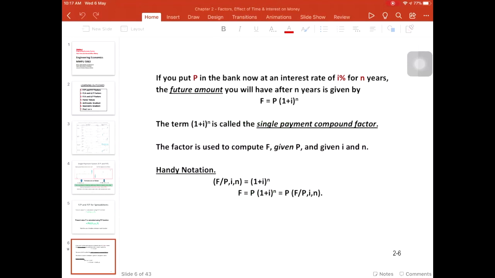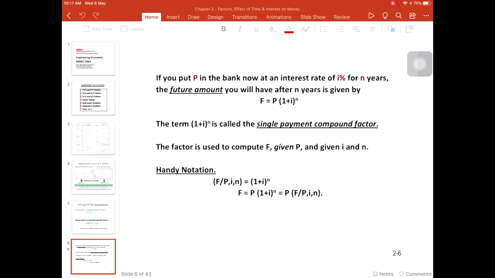Right, in the bank now at an interest rate of 5% for n years. The future amount you will have after n years is given by F equal to P(1 + i) to the power of n. The term (1 + i)^n is called the single payment compound factor. Yes, we discussed before. The factor is used to compute F given P, i and n. Or it's the same, F over P, i, n, which is (1 + i)^n.